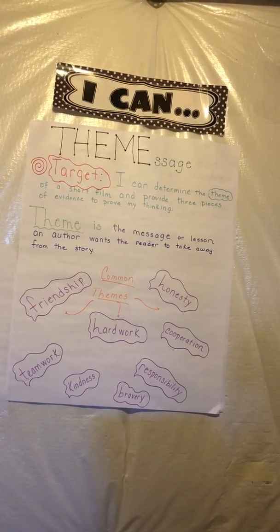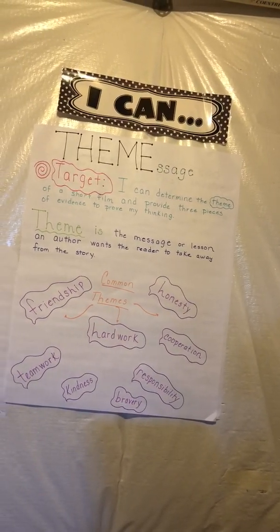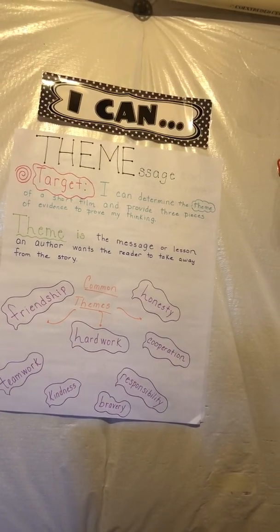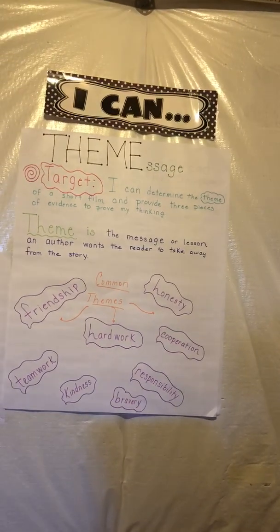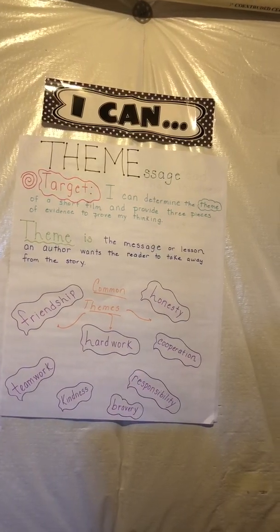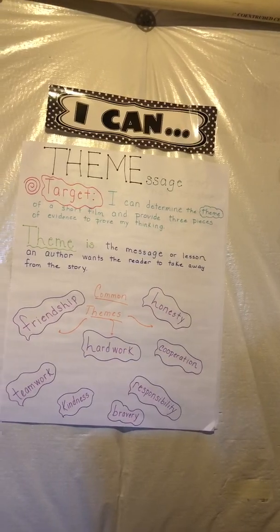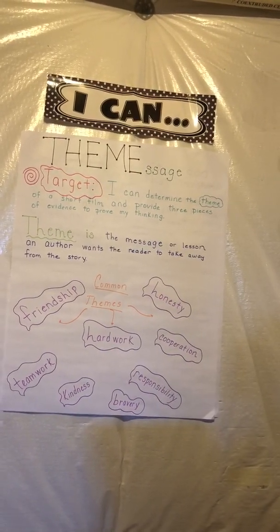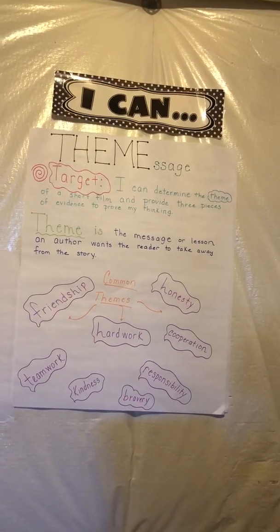Theme is the message or lesson an author wants a reader to take away from a story, a fable, a film. There are many different types of fictional genre that we've looked through this week, and we're going to continue to work through. Some of those common themes that we've been finding are friendship, teamwork, kindness, hard work, bravery, responsibility, cooperation, honesty. There are many. These are not the only positive traits that come out of literature. However, these are a lot of the ones that we often see.